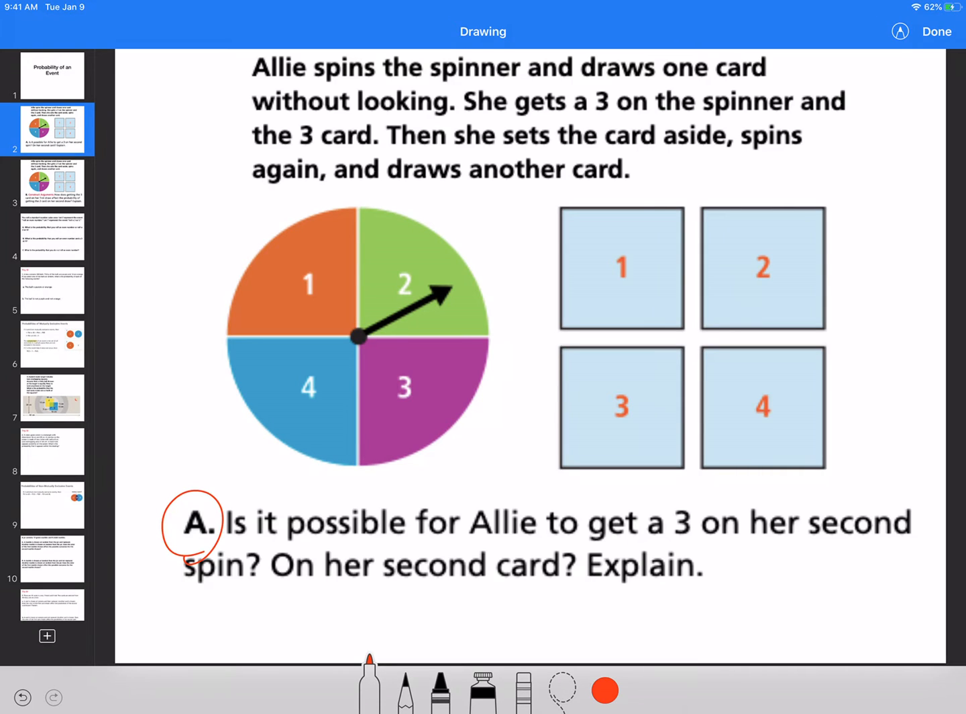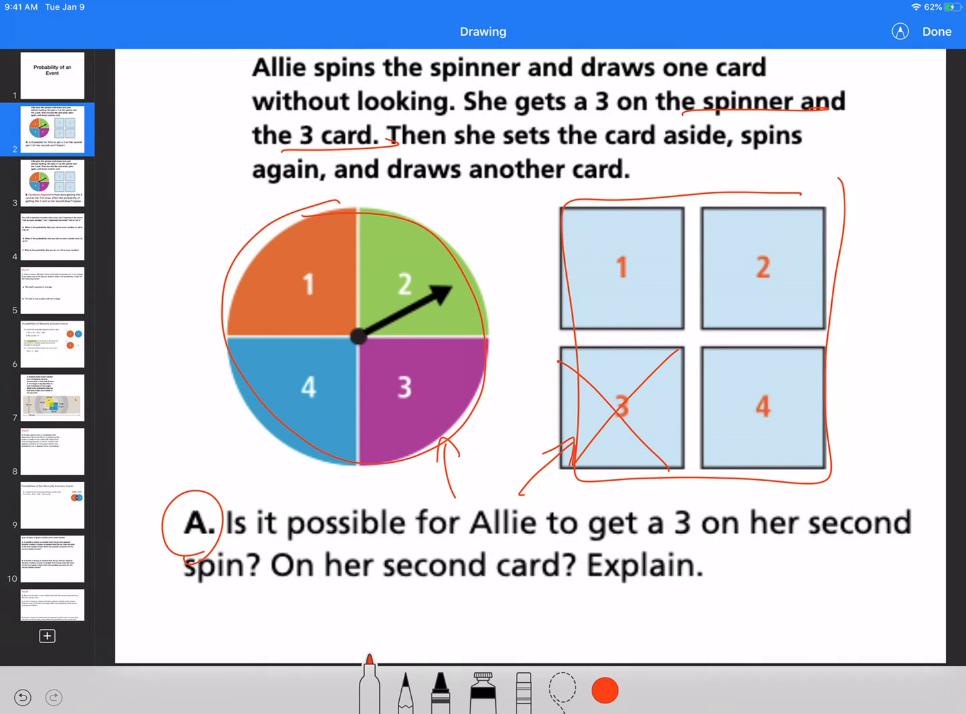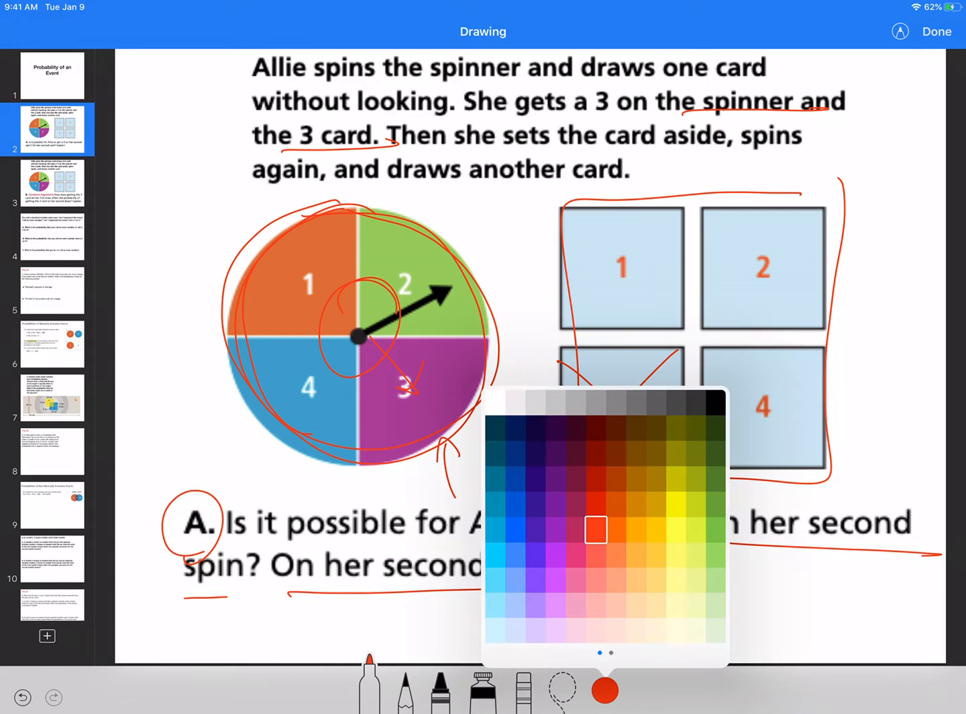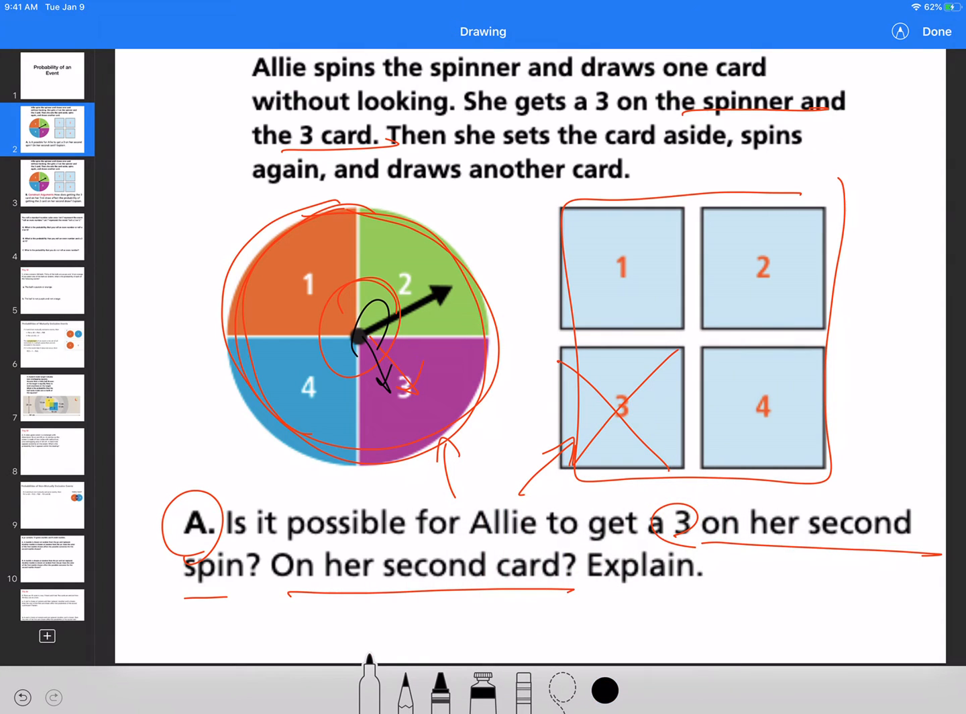Explain. So what we want to take a look at here is a spinner and picking a card. She gets a 3 on the spinner, and the 3 card. Then she sets the card aside, spins again, and draws another card. Is it possible for Ellie to get a 3 on her second spin, on her second card? Explain. For the spinner, let's say you spin and you got a 3 first. Is it possible for the spinner to land on 3 once again the second time? You should say yes, that's possible because you do not take the 3 out.